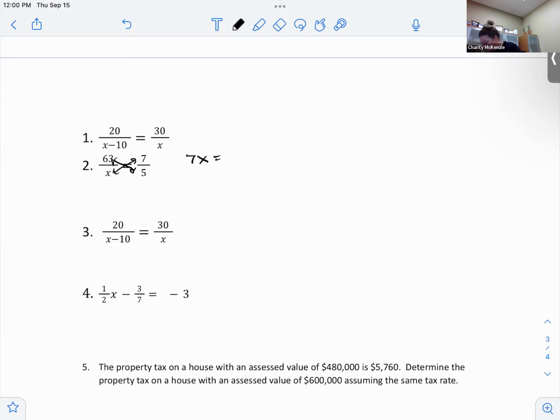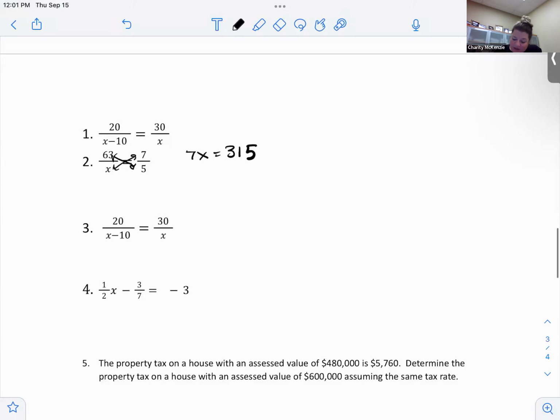I don't know. What is 63 times 5? 315. I said 15, but I wrote 17. So there we go. Okay, all I did is cross multiply. Now to solve this, I know I need to divide by 7. I don't know if that does it. It does. So x is 45.